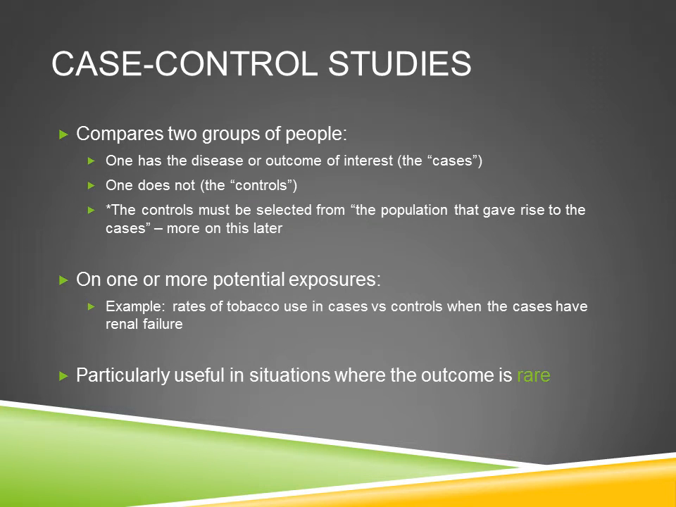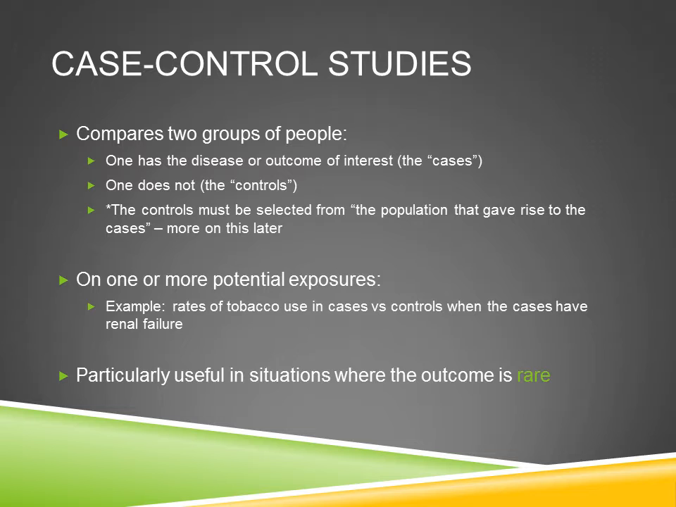Case control studies compare 2 groups of people. One group has the disease or outcome of interest, and they are called the cases. The other group does not, and they are called the controls. The controls, this is the important thing about case control studies, the controls must be selected from the population that gave rise to the cases. In other words, they are similar to the cases in every way, except that they do not have the outcome. We'll talk about this more later, but this is like the most important thing about case control studies.